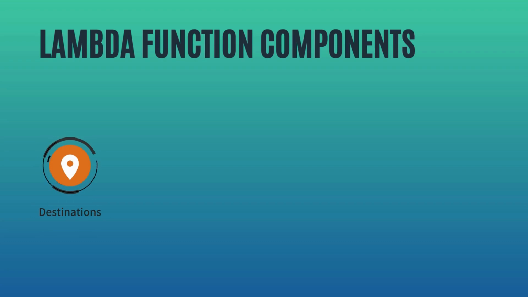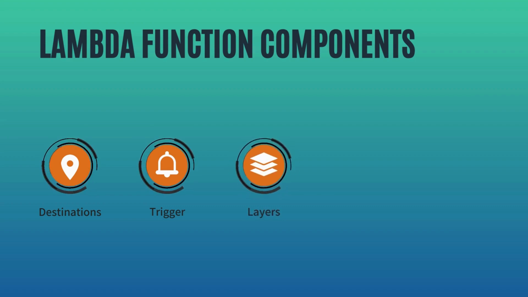Different Lambda function components. So destinations. A destination is another AWS service or any other service which takes the output of the Lambda function and uses it as an input. Lambda trigger. A trigger is an event which is used to trigger our Lambda code. And layers. As we have discussed, Lambda layers are on top of Lambda code, which makes our compute faster and makes our code lighter.